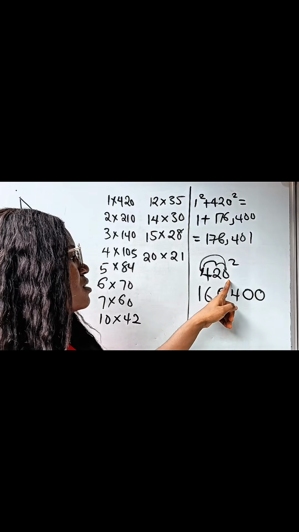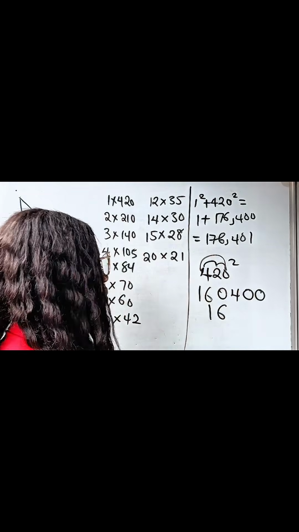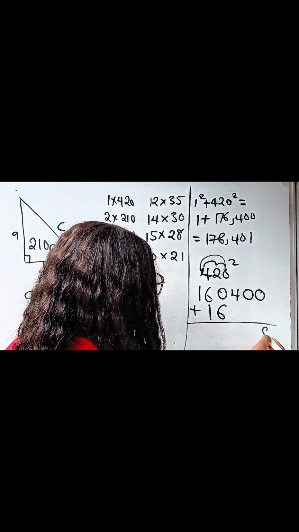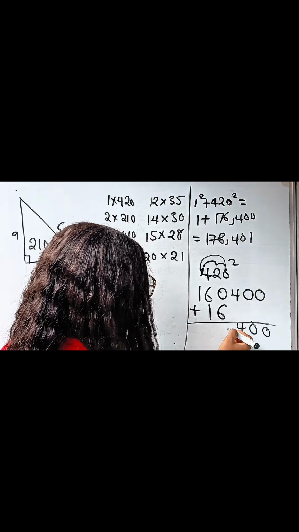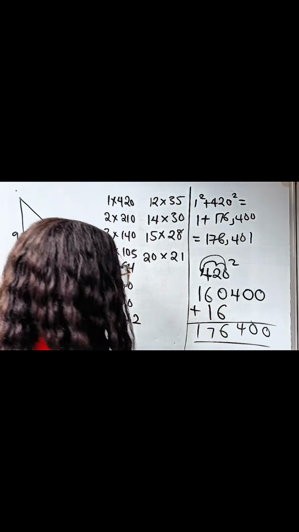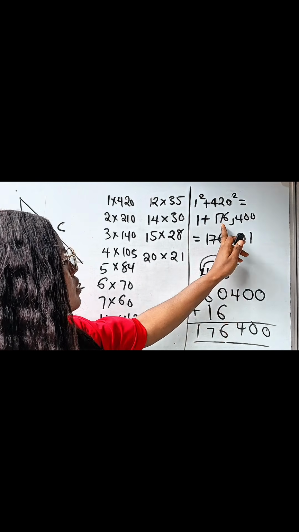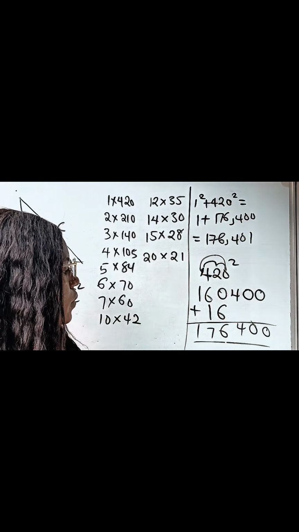So because this ends in 0, I don't need to continue stressing myself. At this point, I've gotten my answer. I'll just add what I have. Bring down 0, bring down 0, bring down 4, bring down 6, bring down 7, bring down 1. You can see this is it. That is 176,400, 420 squared.